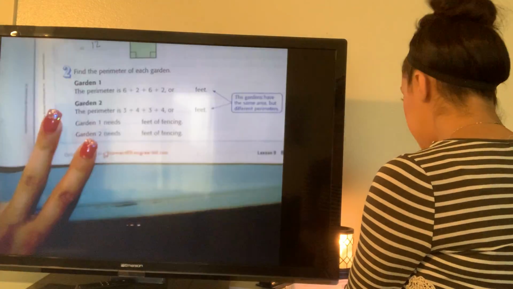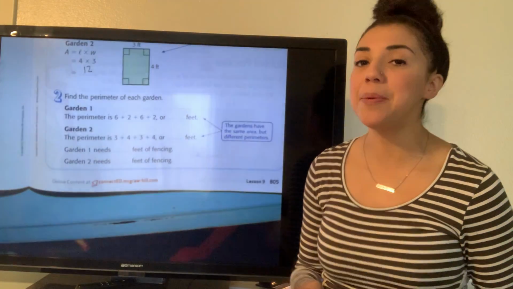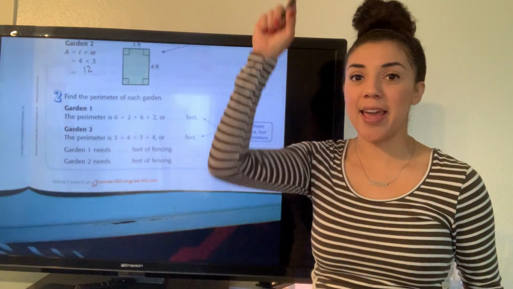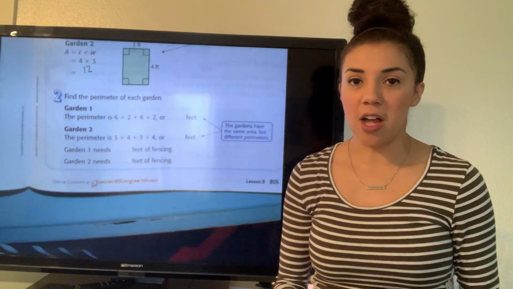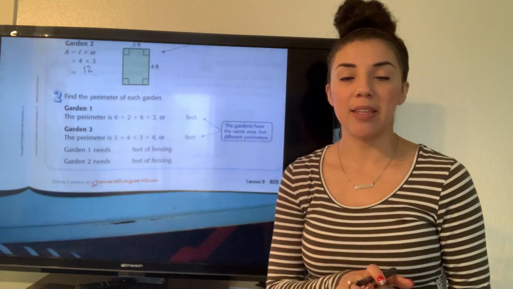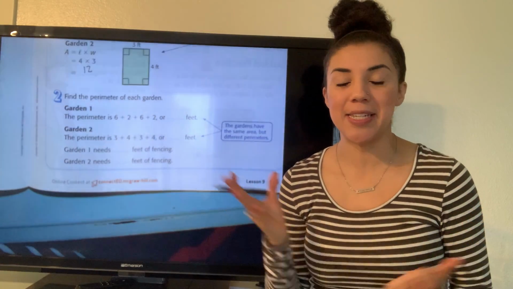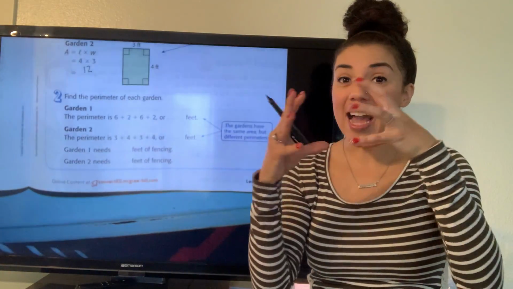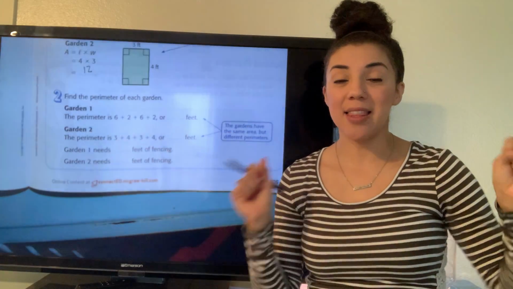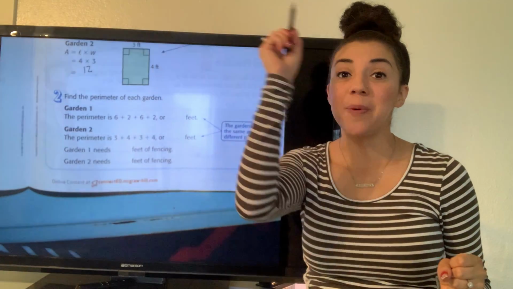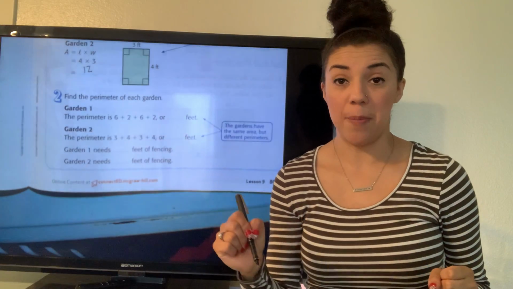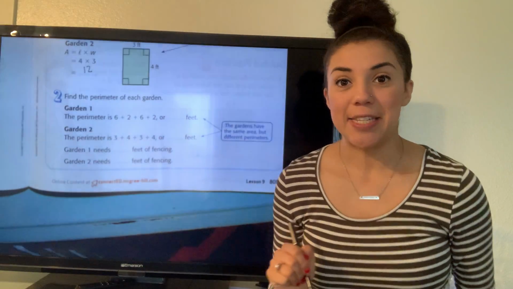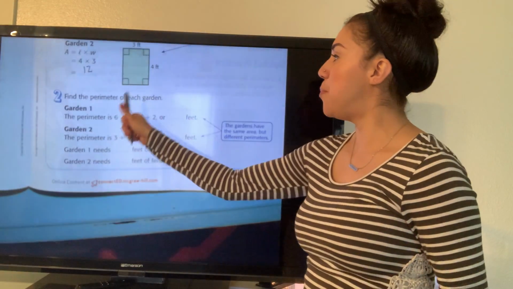Number 2 says to find the perimeter of each garden. Now remember, the perimeter is the outside. It's very, very common for kiddos and some adults to mix up perimeter and area. So remember, the area is the number inside where you multiply, length times width. Perimeter is when you add all of the sides, all of them. If we're talking about a rectangle, you're going to be adding the 4 sides. So find the perimeter of each garden.